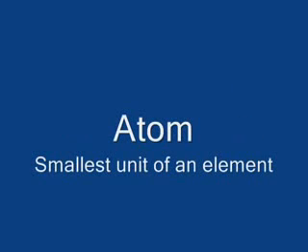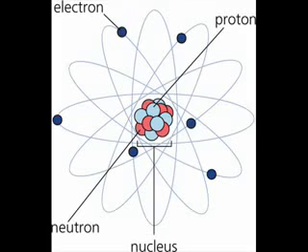The smallest unit of an element. Remember that atoms contain three small particles, protons and neutrons inside the nucleus, and electrons orbiting around the nucleus. Atoms belong to specific elements. Hydrogen atoms will be different than oxygen atoms, as each has a specific number of protons, neutrons, and electrons.